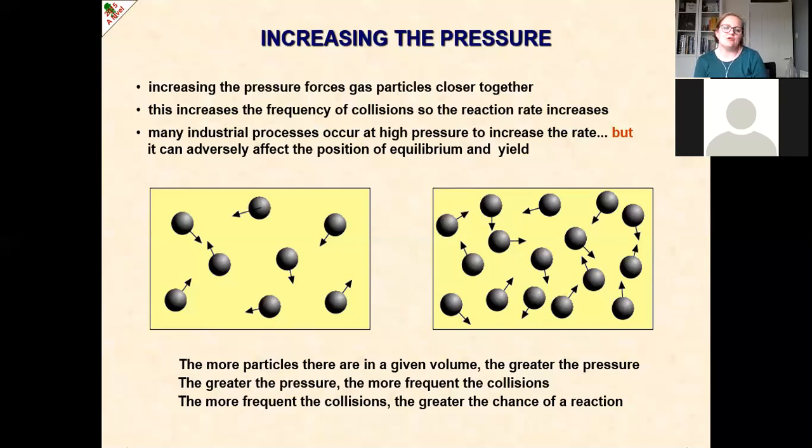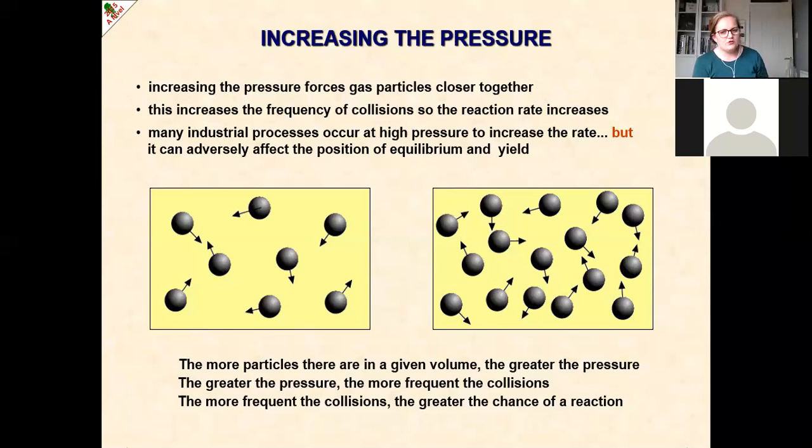Many industrial processes occur at high pressure to increase the rate, but unlike catalysts, increasing the pressure can affect the position of equilibrium and it can affect yield. Catalysts don't do that, increasing the pressure does.